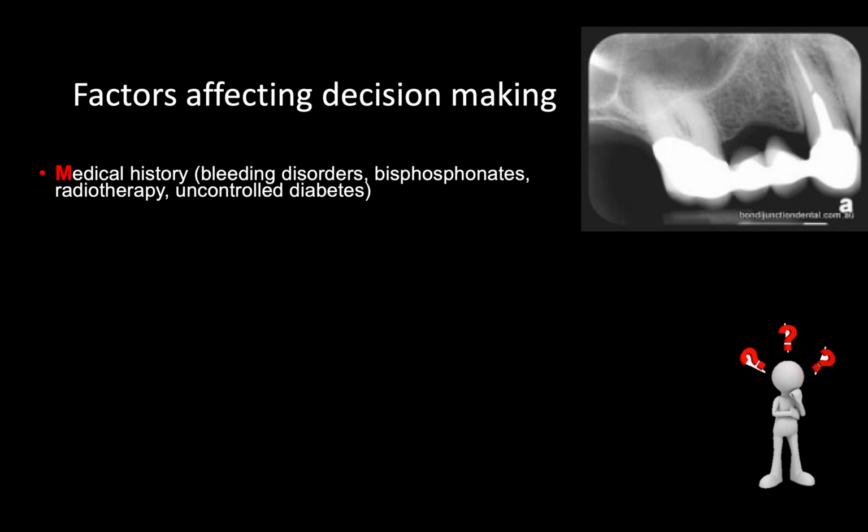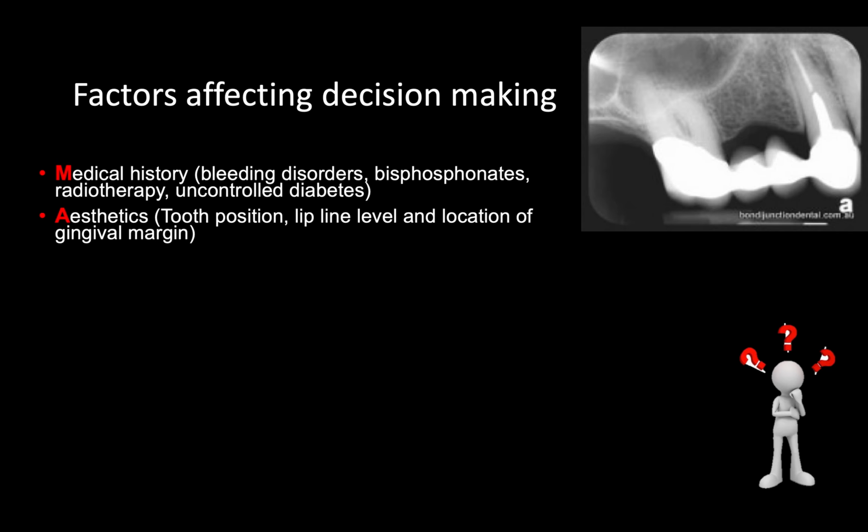First of all, we have to look at the patient's medical history. If the patient has a bleeding disorder, then we should be careful when deciding if surgery is the best treatment option. If the patient is taking bisphosphonates or undergoing radiotherapy and has a high risk of developing osteonecrosis of the jaw, then all attempts should be made to avoid subjecting the patient to surgical procedures. The surgical option should be the last resort in this patient, and only after consulting their physician.